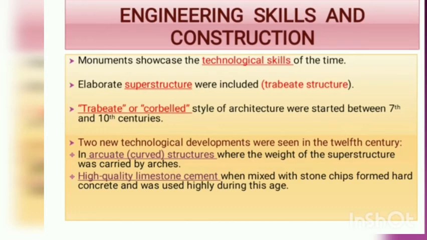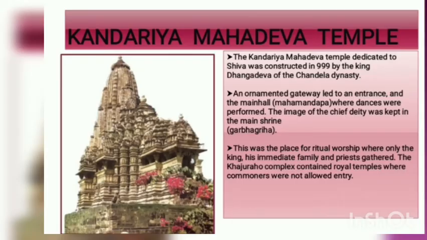First of all, arcuate or curved structures, where the weight of the superstructure was carried by arches. And lastly, high quality limestone cement was mixed with stone chips, forming hard concrete, which was used widely during this age. Now we are going to understand the Kandariya Mahadeva Temple.